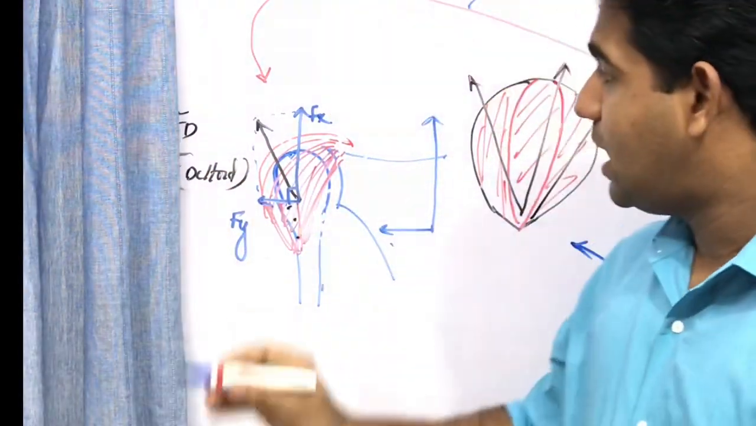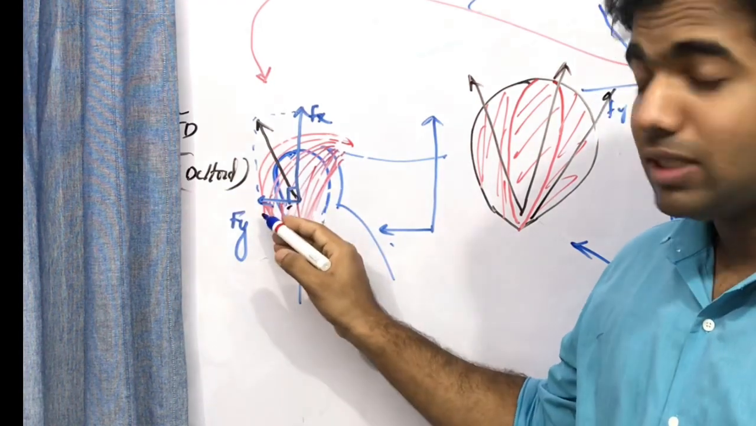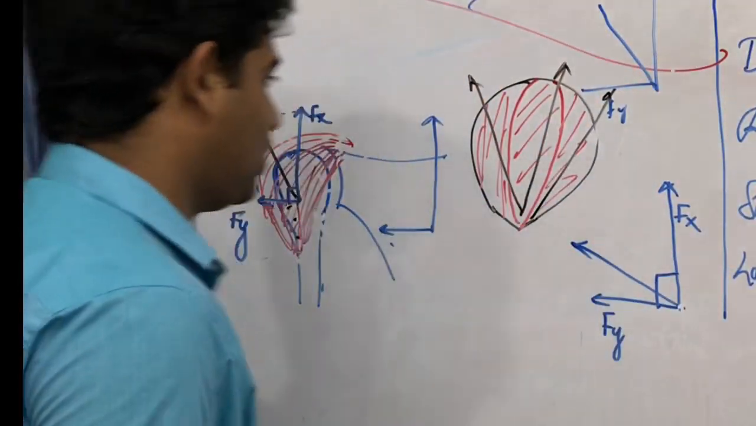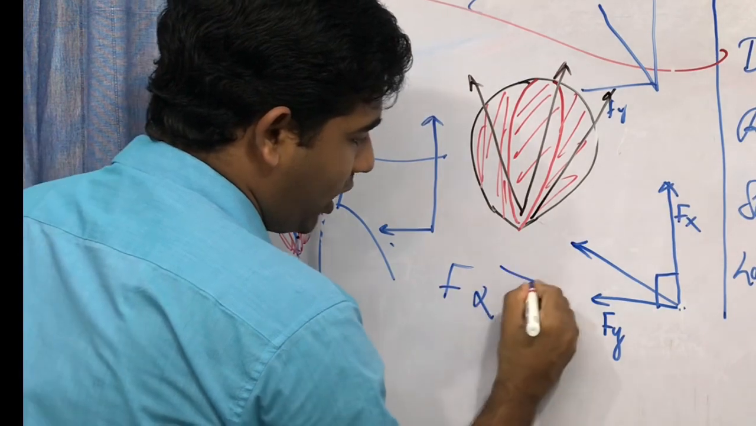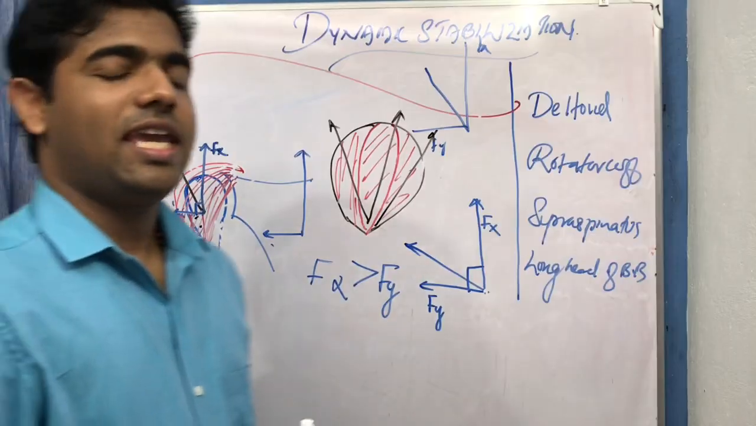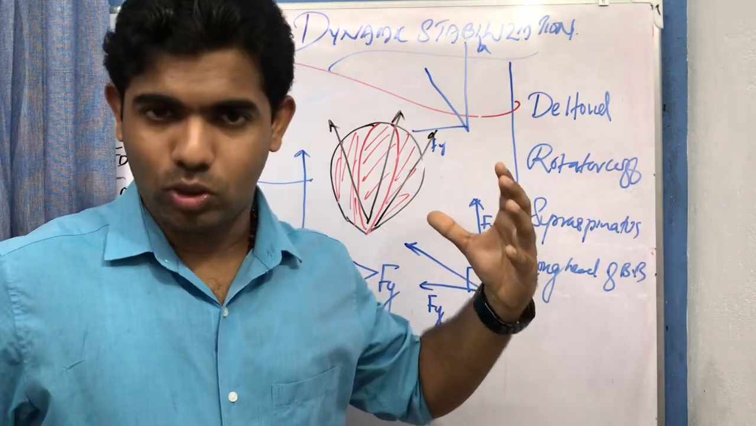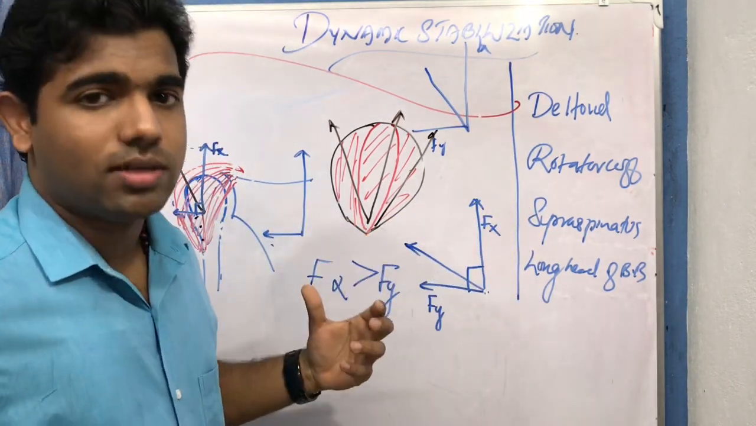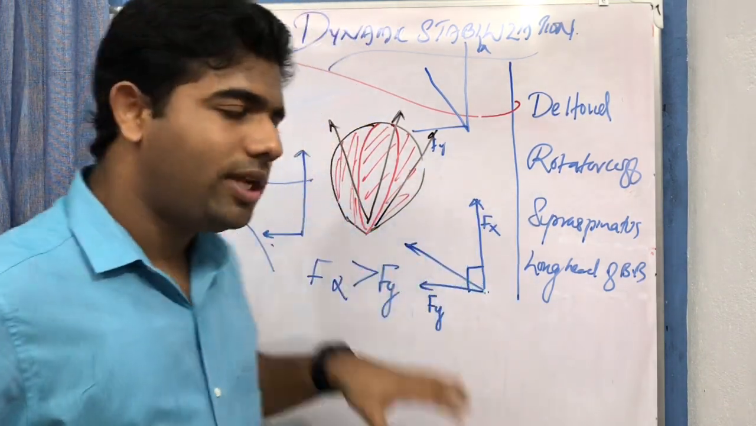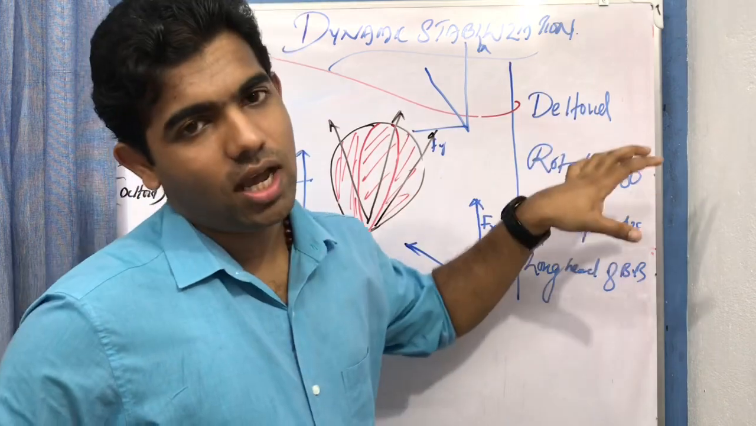We see that the line of this one is very large compared to the magnitude of this Fy. That means we arrive at the conclusion that the Fx component of the deltoid, the parallel component, is greater than the perpendicular component Fy of the deltoid. That is one scenario. Now you need to relate this mathematical and physics knowledge to biomechanics.